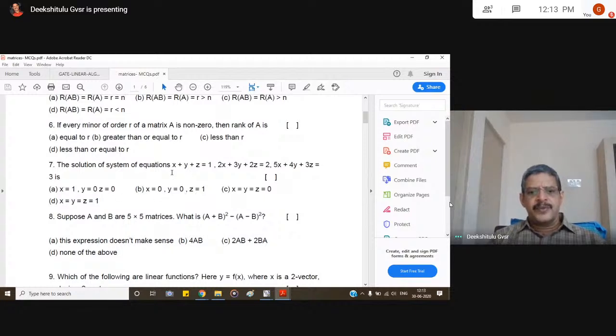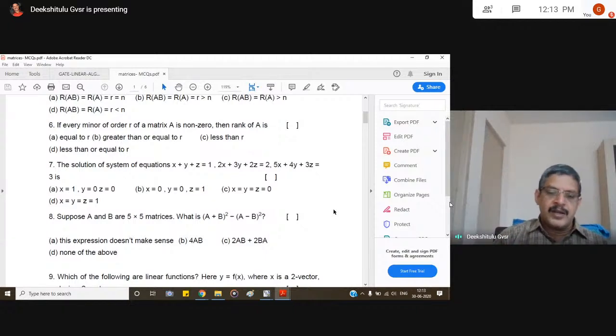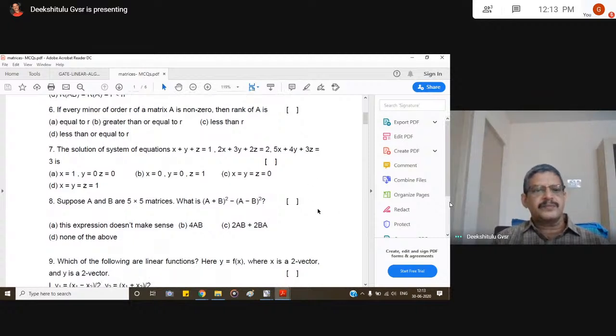If you put it here, x, y, 0 0 0 1, good. 0 0 1, good. 0 0 3, good. Satisfies. This will not satisfy, and this will not satisfy. So this is the solution. That's a trick you can apply. You're asking me for tricks, no? Instead of applying the Gauss-Jordan and Gauss elimination method, you can substitute the points in all these equations and check which of the alternatives is the correct one.